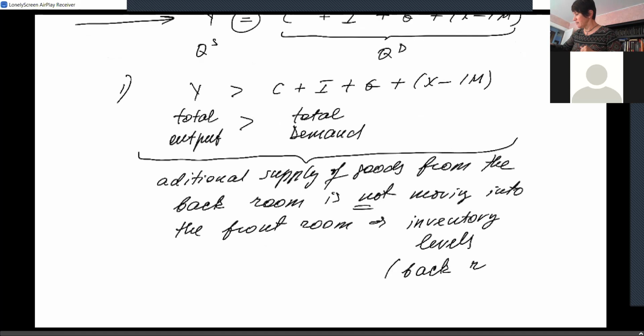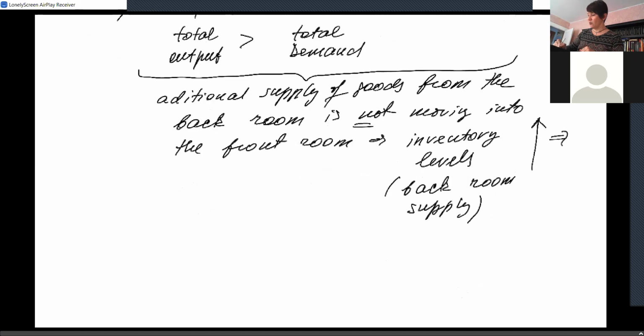Backroom supply is growing and growing, to such an extent that when another new shipment of goods and services comes in, you have no room to put it. So you call your supplier and tell them, listen, I don't need a new shipment. You keep the goods at the warehouse or wherever else you want, just don't send them.